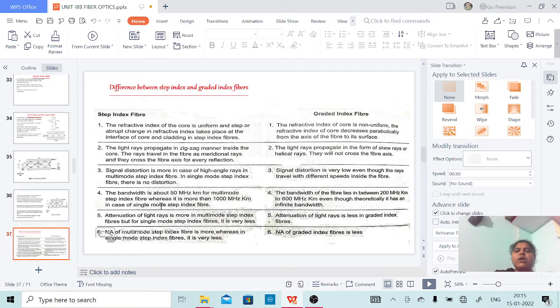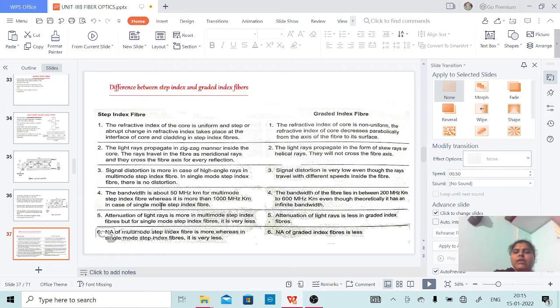Next, let us see the difference between step index and graded index fibers. First, step index fibers: the refractive index of the core is uniform, and a step or abrupt change in refractive index takes place at the interface of core and cladding. In graded index fiber, the refractive index of the core is non-uniform. The refractive index of the core decreases from the axis of the fiber to its surface.